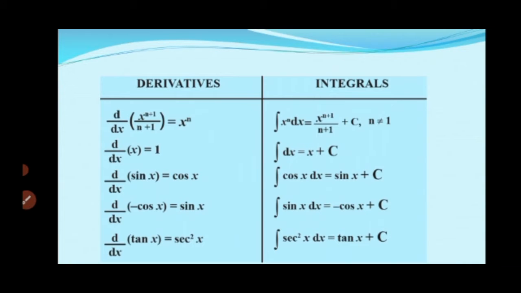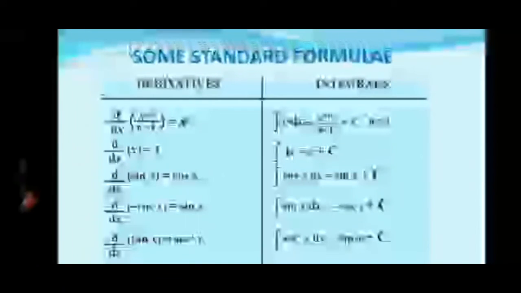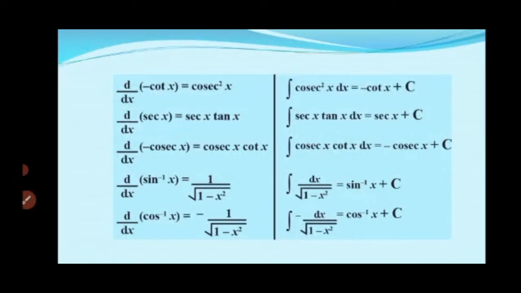You know derivative of x is 1. So, integration of dx would be what? The primitive, that is the function itself, that is x plus c. Derivative of sin x is cos x. So, reverse process means integration of cos x would be equal to sin x. In the same manner, there are so many standard formulas which you can very clearly see in this slide.